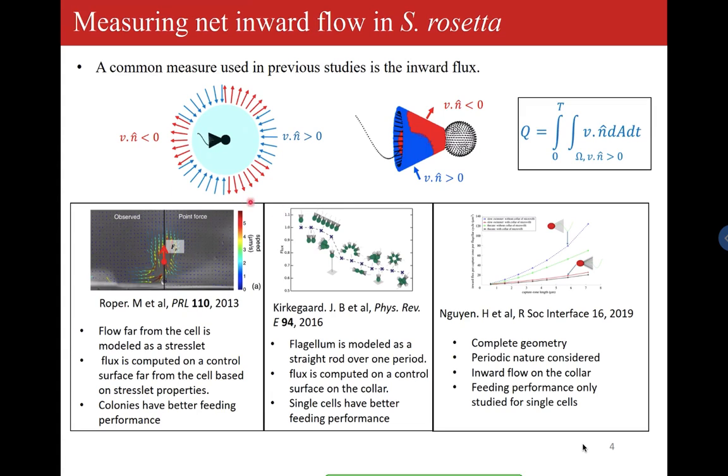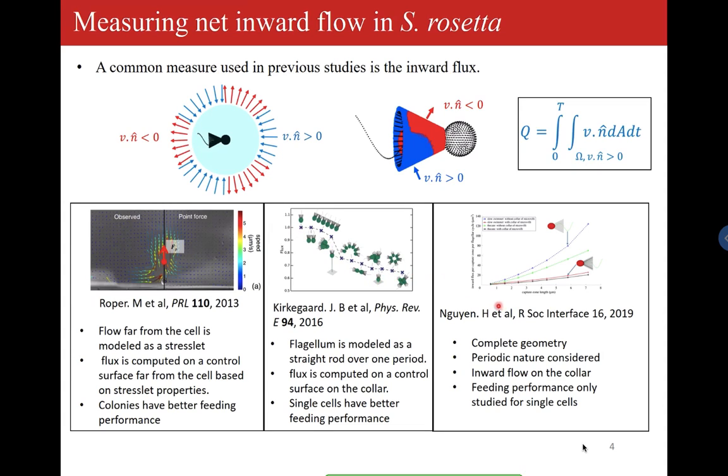However, looking at this schematic, you can see that there's no guarantee that all the flows going inside through these blue regions actually end up on the filtering surface. They can go inside and exit through these red regions without ever touching the filtering surface. So in a more recent study by Kierkegaard et al., they model each cell as a sphere and a thin straight rod representing the average geometry of the flagellum through one period. And they examine the flows on the actual filtering surface. Computing part of the flow that goes inside, the blue region in the schematic here, they come to the opposite conclusion that single cells have better performance compared to colonies.